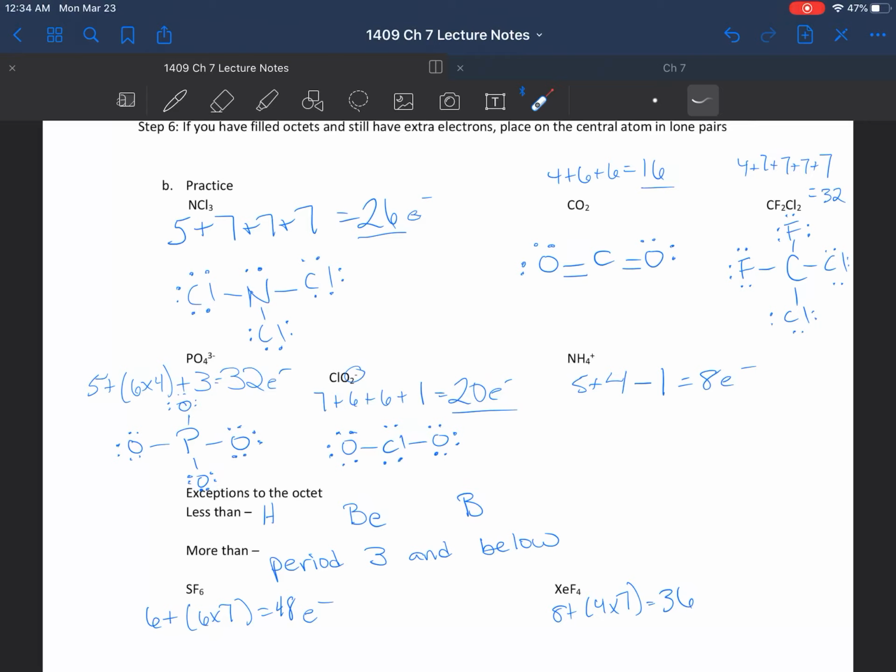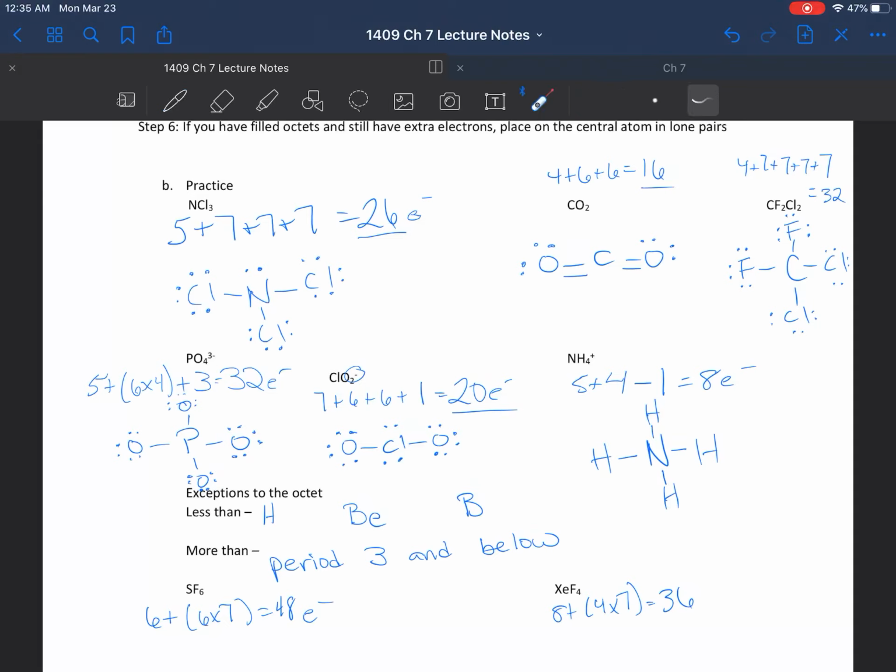We've got an ammonium ion. It's got 5 from the nitrogen, 1 from each hydrogen, and we have to subtract 1 because this is a positive charge. We have 1 less electron. So we're going to put the nitrogen in the middle, pop in our hydrogens, 2, 4, 6, and 8.